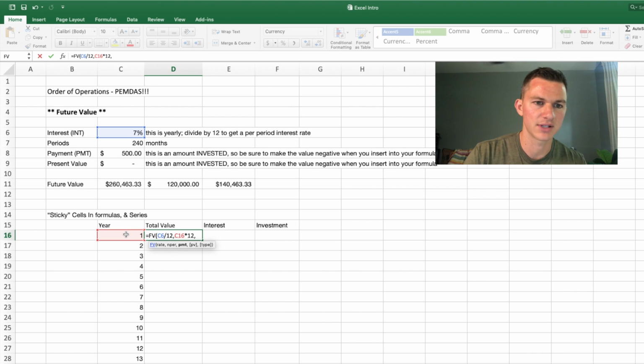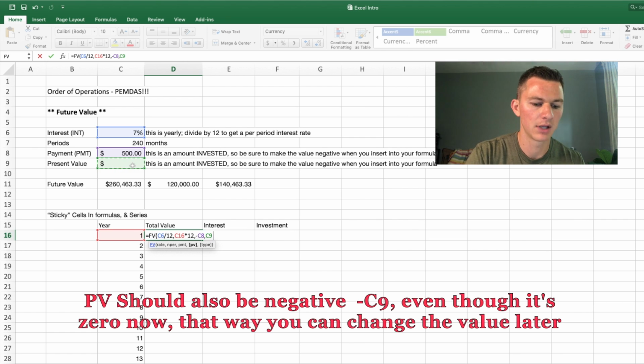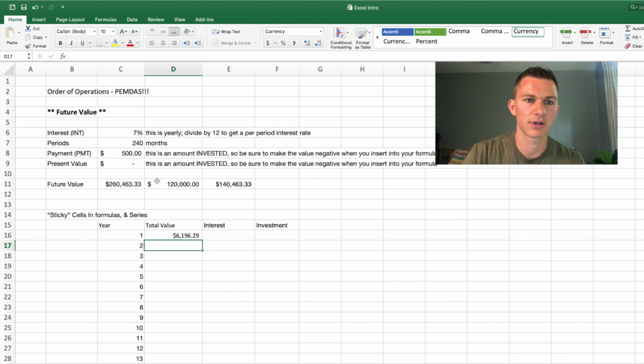All right, so next you see bolded payment. Payment's going to be the same. Negative, remember negative payment, because it's going into an account. And then present value, which is 0. All right, so this is going to show you the importance of sticky cells. So if I just press enter, we're going to get a good answer, right? Remember this was the value after 1 year, $6,196.29.